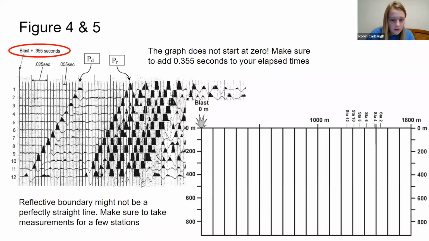And then, yes, I made a note that that reflective boundary for this might not be a perfect straight line. It'll probably be close, but since this is a real life example, we can't always expect the rocks to be perfectly straight. They might be kind of bent. So that's all right.